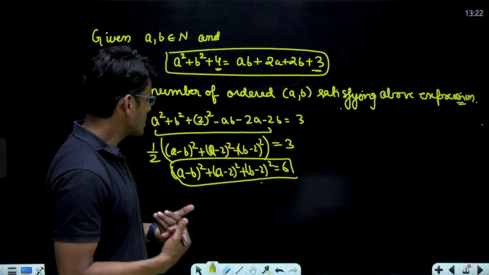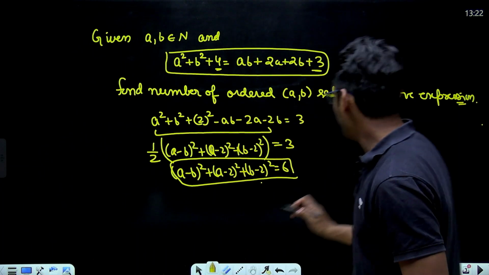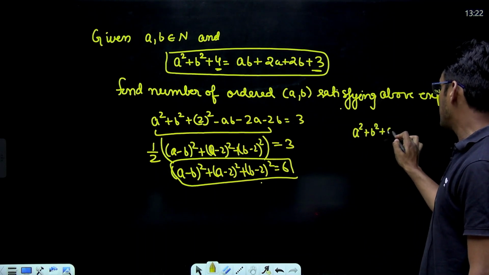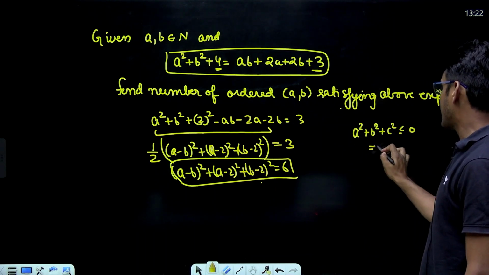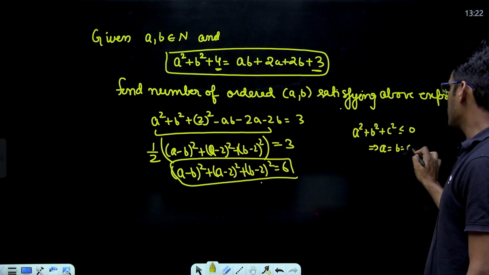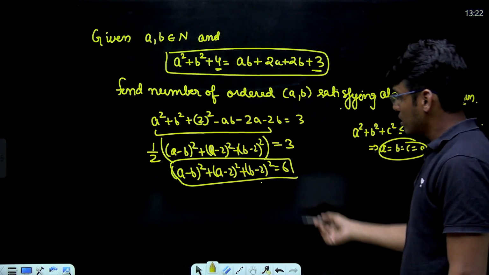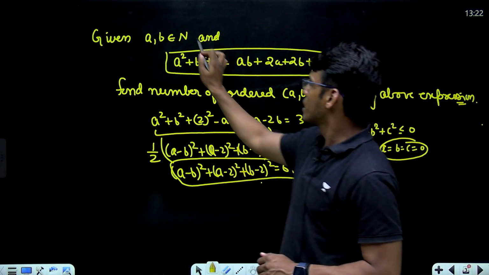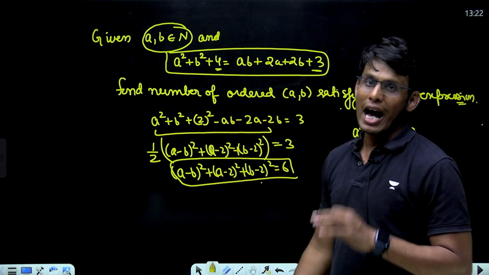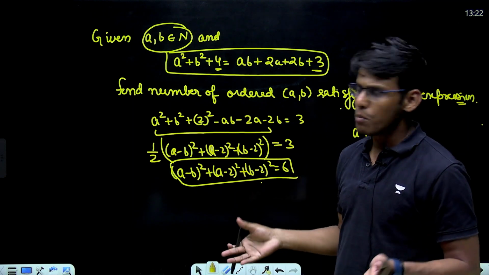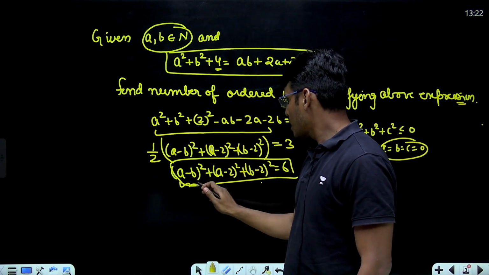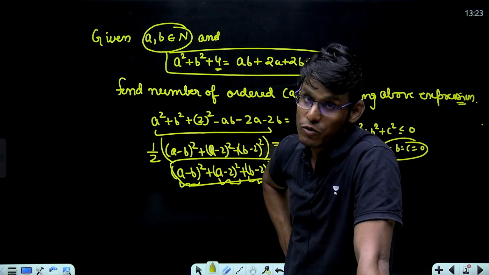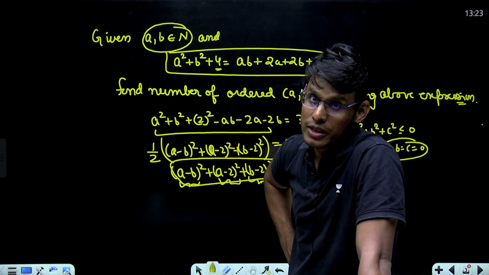Now just imagine if it would have been like this, then a very easy solution was A equals B equals C equals 0. But it is coming out to be equal to 6. This is where we use this condition. A and B are natural numbers, which means these are perfect squares. Think, 3 perfect squares adding to 6.